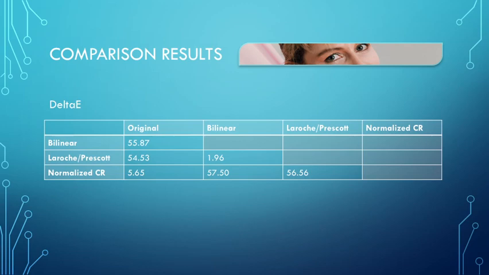So for delta E, we're looking for a lower number for a higher similarity. Here you can see that LaRoche and Prescott versus bilinear has the lowest number of all. That's because they produce very similar color results. However, the original image compared to the 3 methods, bilinear and LaRoche are quite high compared to our new normalized color ratio model, which shows that, at least through the delta E metric, they should produce very similar colors.